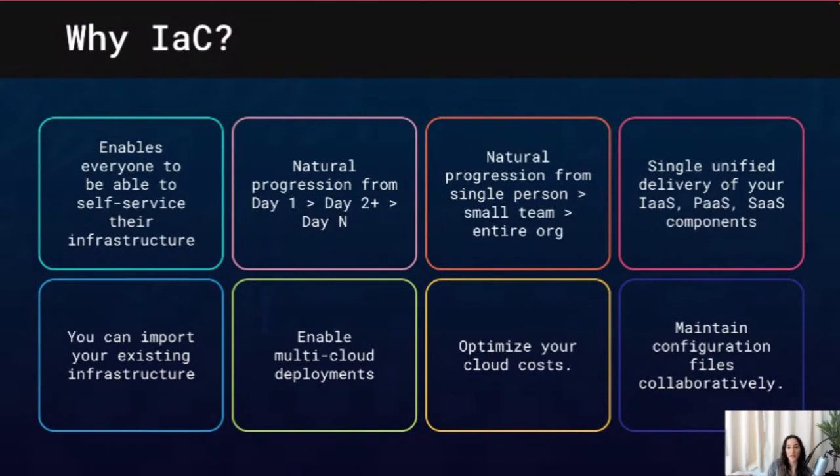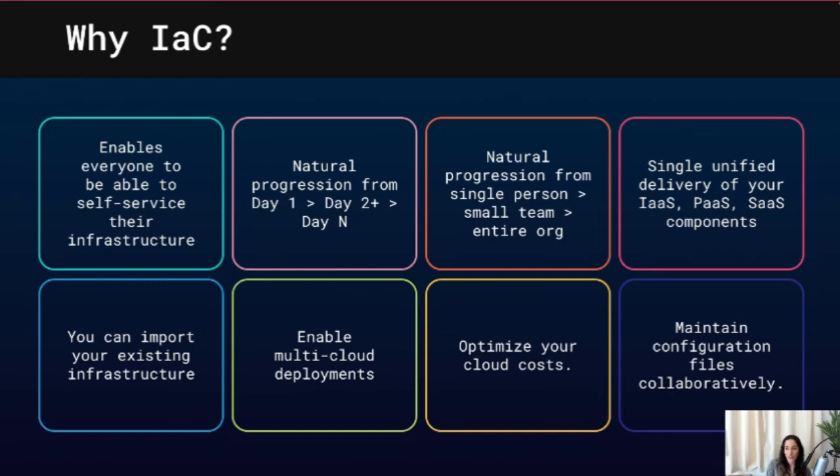Infrastructure as code, why do we use it? Why is it beneficial? What are the advantages? So first, it enables everyone to be able to self-service their infrastructure regardless of your DevOps experience. You can implement the principle of least privilege, and use modules for people who don't necessarily need to know all the physical details of the infrastructure. You also get this natural progression from day 1 to day 2 plus to day n, and you don't need to change a lot about the existing processes.